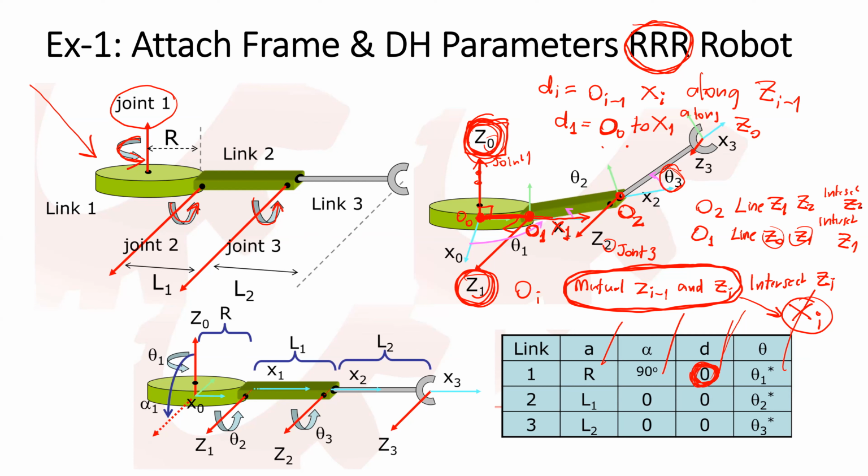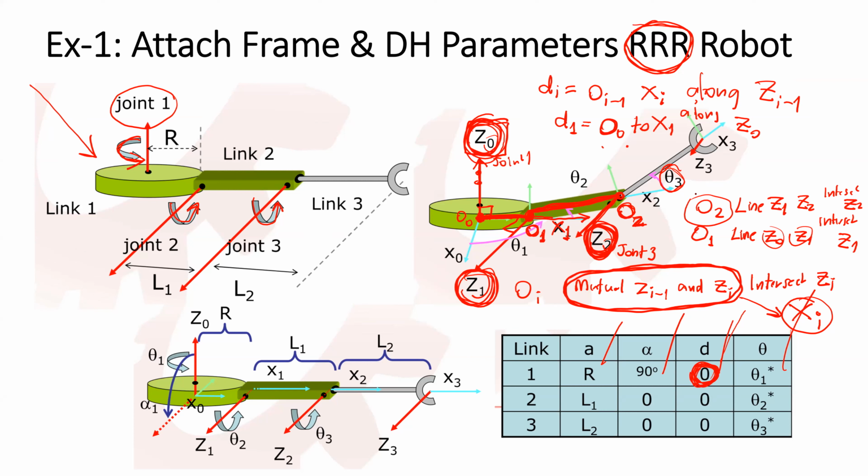So the line that connects C1 and C2 is this line. The mutual perpendicular is this line. And when it intersects with C2 at this position, it's going to be the origin of frame 2.